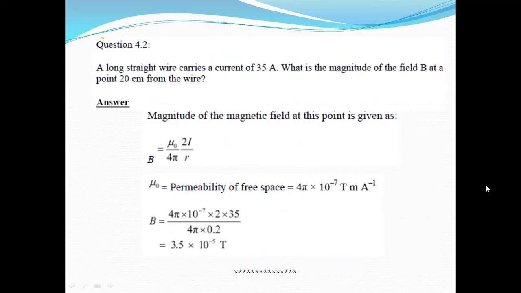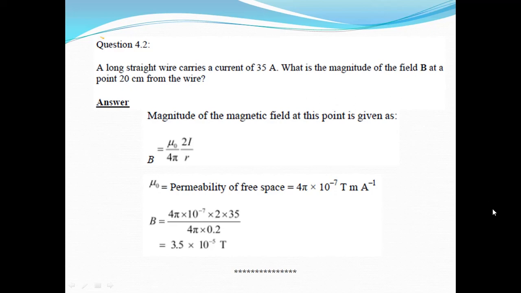Next question. A long straight wire carries a current of 35 amperes. What is the magnitude of the field B at a point 20 centimeter from the wire? Now this is an application of Biot-Savart law, and you get the formula for magnitude of the magnetic field as B equal to mu 0 by 4 pi into 2I by R, or you can write it as mu 0 I by 2 pi R.